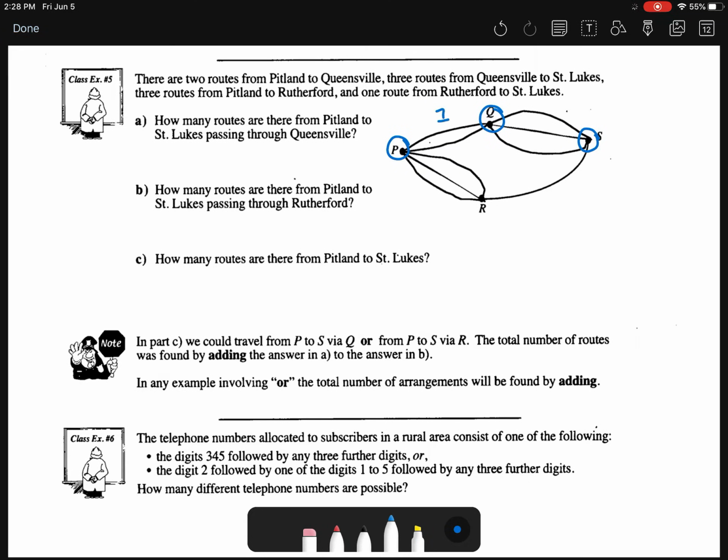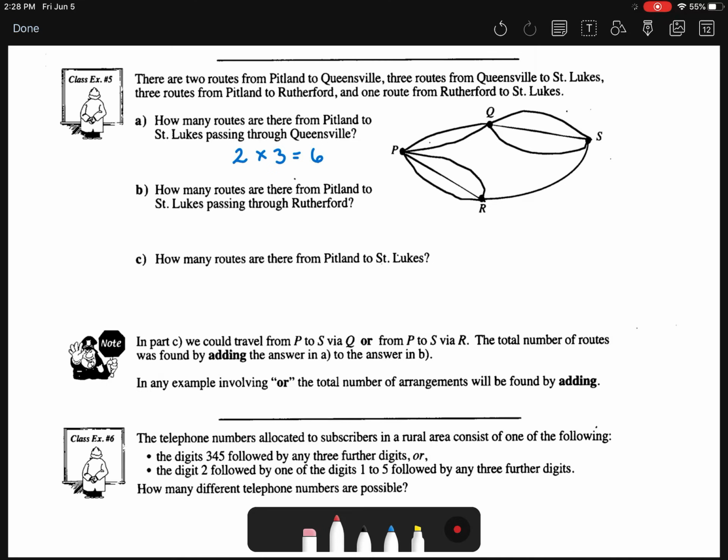So you can see here that it's kind of a 2-step process, right? Step 1 is going from Pitland to Queensville. Step 2 is going from Queensville to St. Luke's. So when I go from Pitland to Queensville, okay, there are 2 roads that I can take. And then I have 3 choices going from Queensville to St. Luke's. So that's a total of 6 roads that I could take.